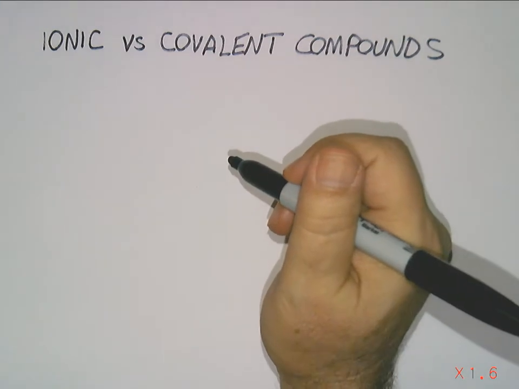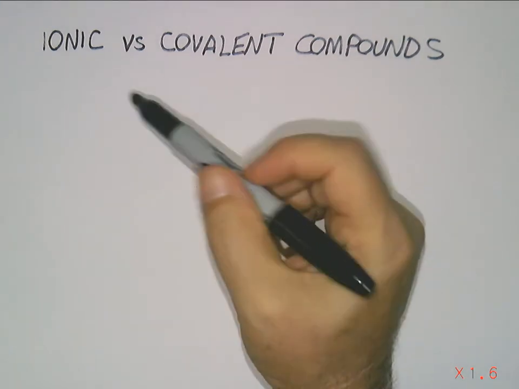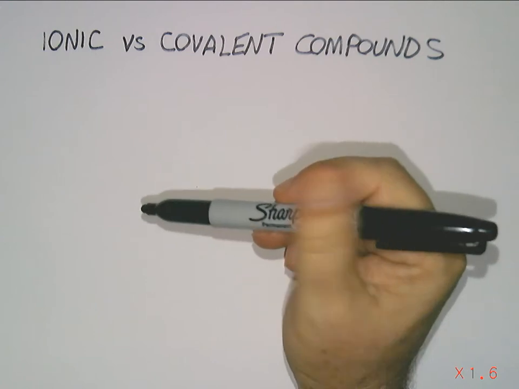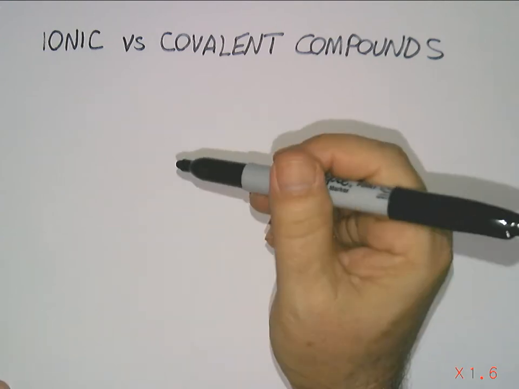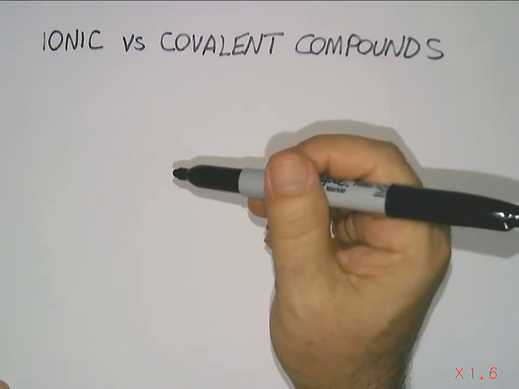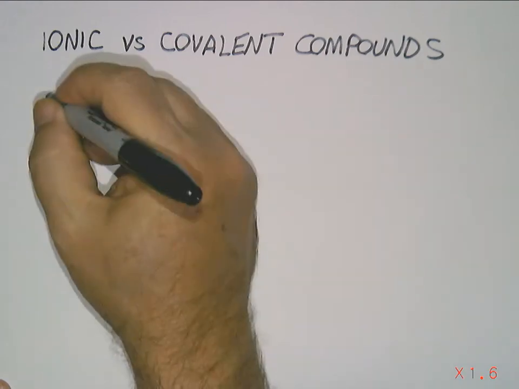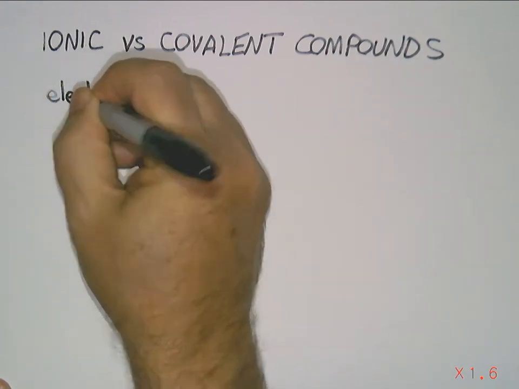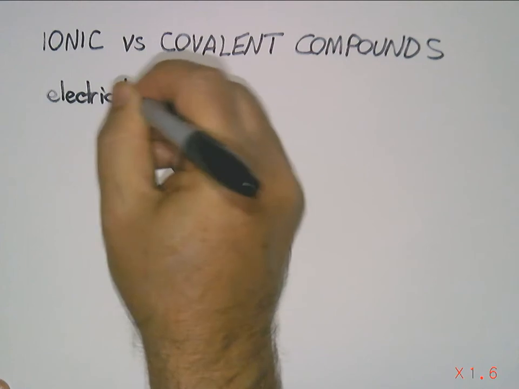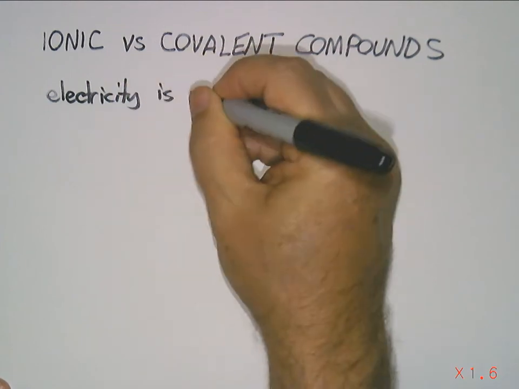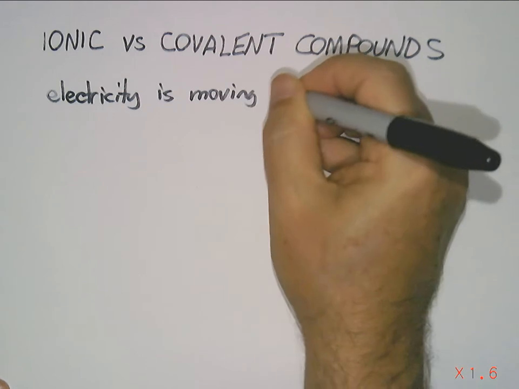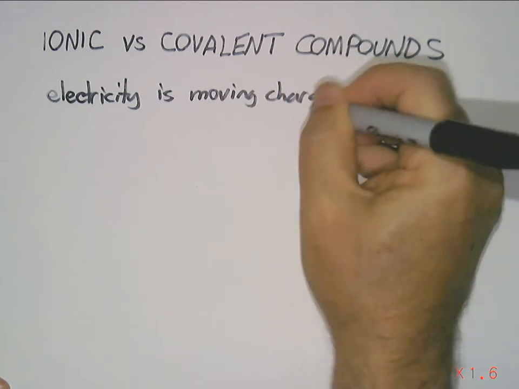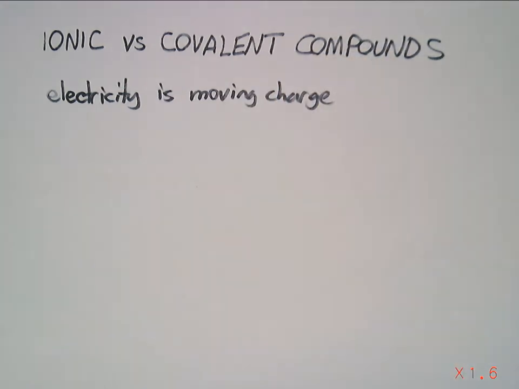What experimental evidence do we have, anyway, that we have an ionic compound? Well, the big one is an ionic compound is made of ions, right? And an ion is a charge, and electricity is moving charges. You're moving a charge from one place to another. So if you can conduct electricity through the compound, then you have an ionic compound.